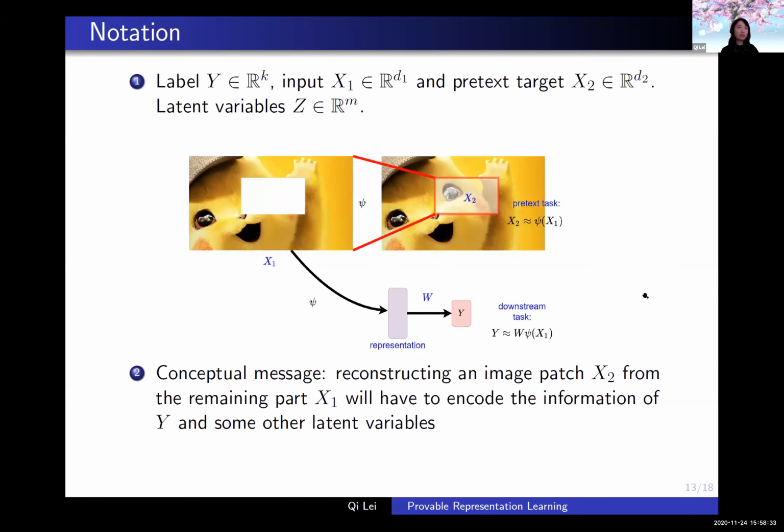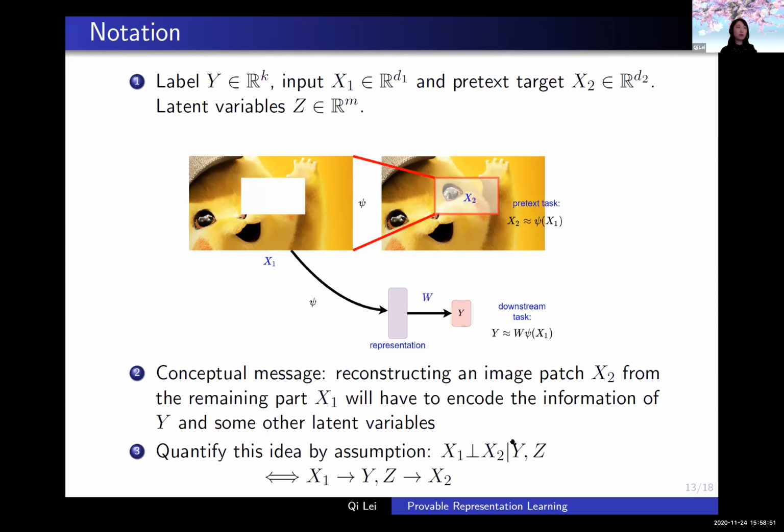The conceptual message is just that reconstructing an image patch x2 from the remaining part will have to encode the information of y and some other latent variables like the subclass or some other information. We want to see what kind of assumption guarantees that. And actually this can be quantified by the conditional independence assumption, which is if x1 and x2 are conditionally independent given the label and some other latent information, or in the Markov chain, it's just like this. So in this way, you can see clearly when you are able to predict x2 from x1, you have already implicitly learned the information of y and z.